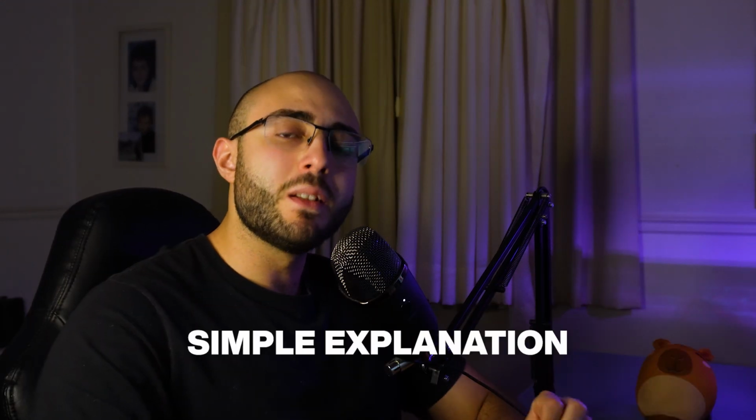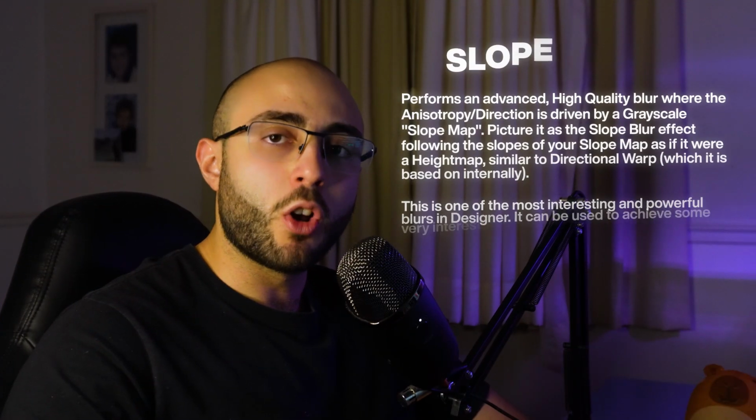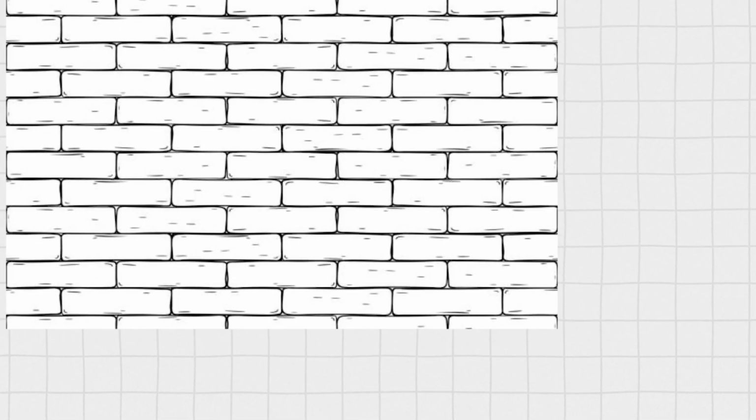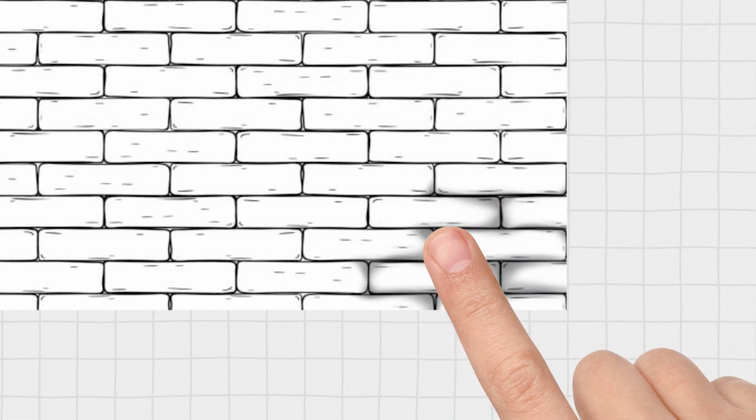So I'm going to make a really simple explanation, a breakdown of how this description helps us understand the slope blur better. Think of your image like a drawing on a paper with a pencil, in this case a square. Everything looks clean and sharp. Now picture yourself rubbing your finger over the pencil lines. They get smudged in certain directions. That is the effect the slope blur achieves, and it smudges your texture in the direction of another texture.